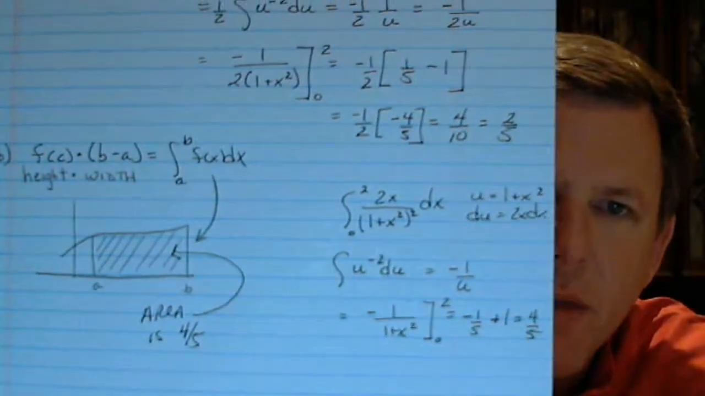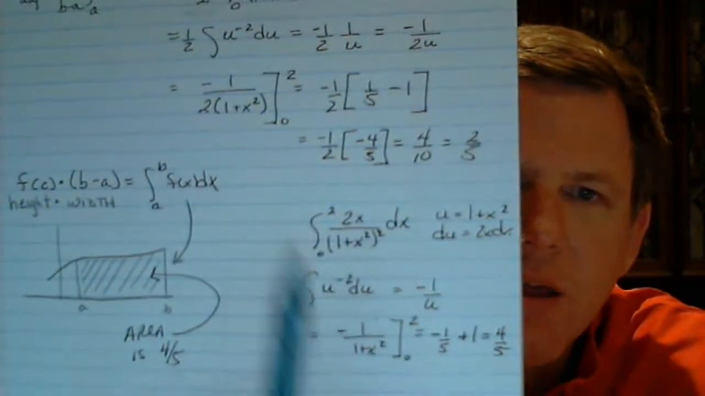Evaluated between 0 and 2, putting the 2 in there, we get negative 1/5, minus, putting a 0 in there, we get negative 1. 2 squared is 4, plus 1 is 5, so negative 1/5, minus negative 1, so that's plus 1. So our integral is 4/5. The area of this shape right here is 4/5. We found that.